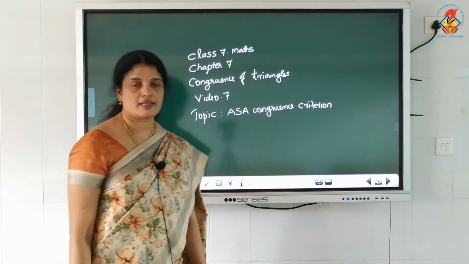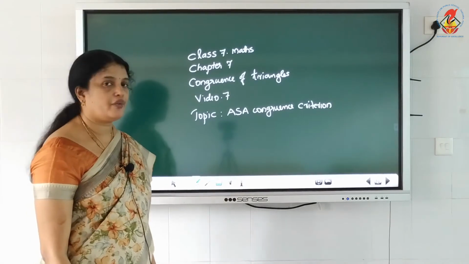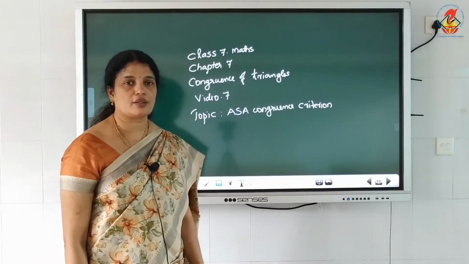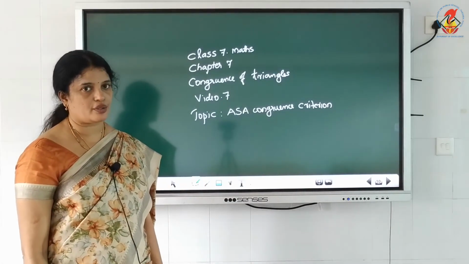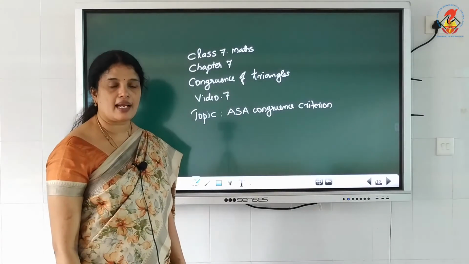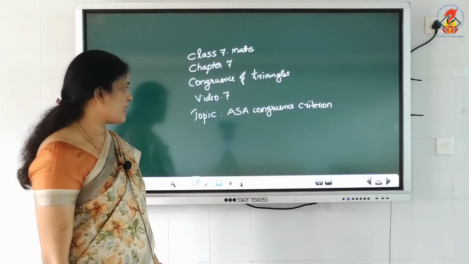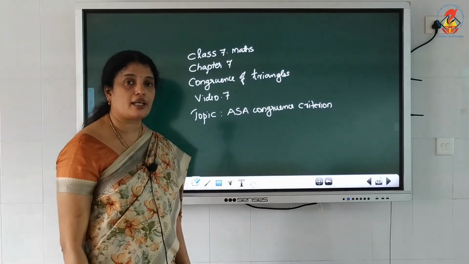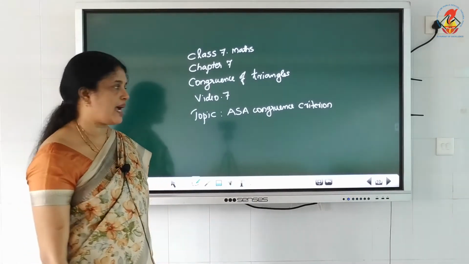Next topic, ASA congruence criterion. We already learned SSS congruence criterion and SAS congruence criterion. Here ASA congruence criterion means angle, side, angle. S is the middle letter, showing the included side of the two angles.